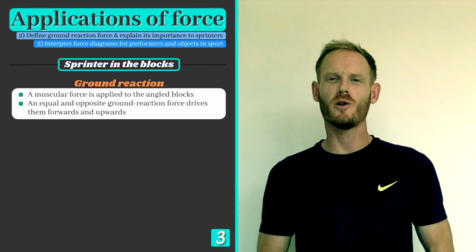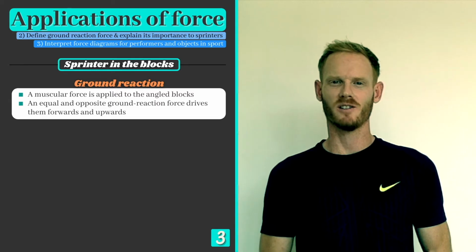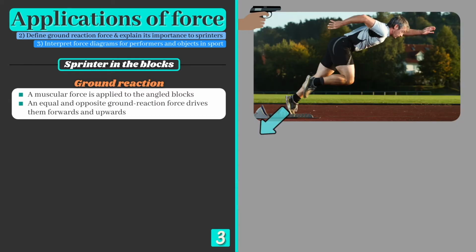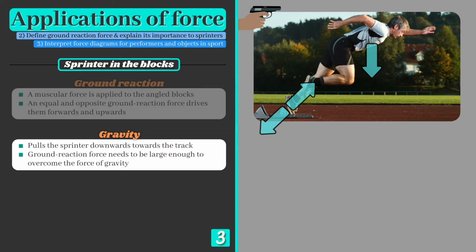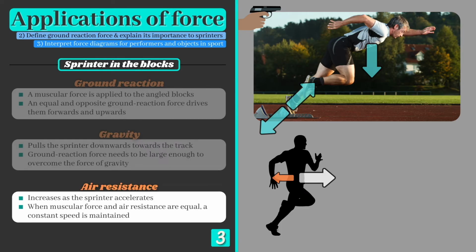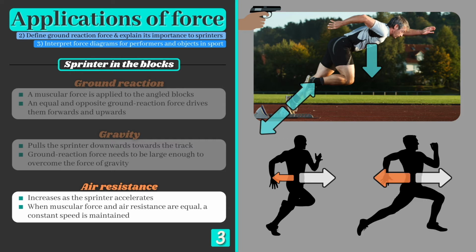Our second scenario is for a sprinter in the starting blocks. As the gun sounds, the sprinter applies a muscular force to the angled blocks, and the equal and opposite ground reaction drives them forwards and upwards. Gravity pulls the sprinter downwards towards the track, so muscular force and the resulting ground reaction force must be large enough to overcome its effects. As the sprinter leaves the blocks, air resistance is low as they're still moving relatively slowly. As they continue to accelerate, however, air resistance increases until the forces are balanced and a constant pace is achieved.